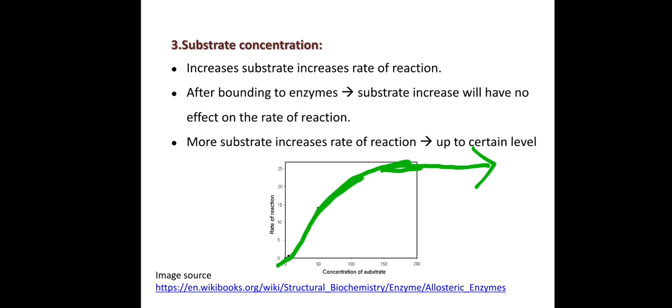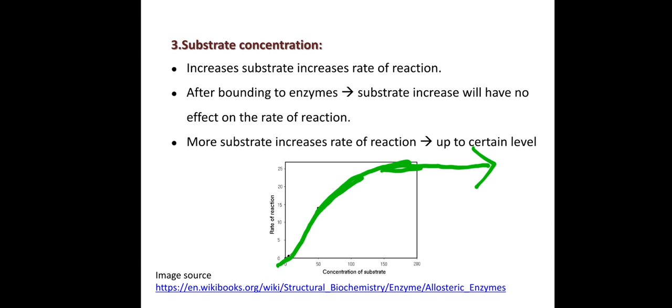At time 1, I am just taking it as a unit, it can be a second, minute or hour, let us say that 10% of the substrates have already bound to the enzymes. At time 2, let us say that 25 to 30% of them are bound. At time n, let us say that 50% of it is bound. And maybe at time n plus 1 or n plus 2, almost all the enzymes which are present are now bound with the substrate.